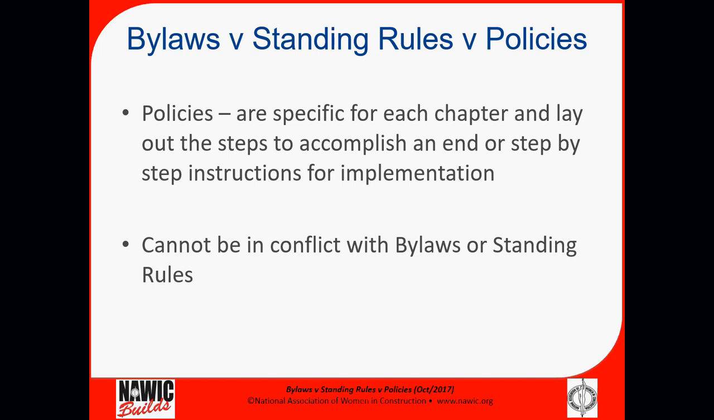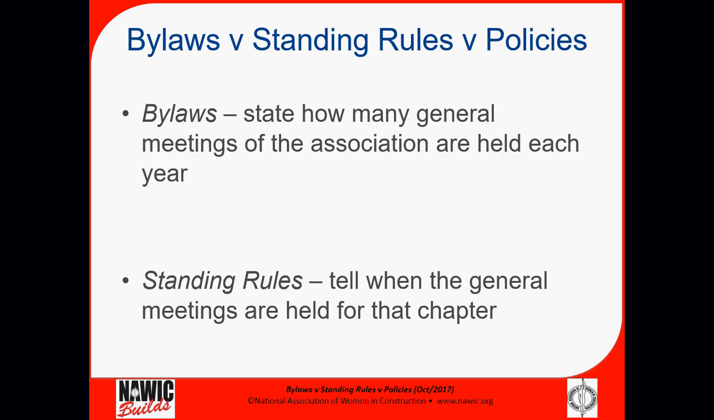Policies and procedures then follow the standing rules, calling out the procedure that the chapter will use. Policies cannot be in conflict with the bylaws or standing rules. Let's get to some specific examples that deal with NAWIC. The affiliated chapter bylaws state how many general meetings of the association are held each year. The chapter standing rules then tell when that general meeting is held for that chapter.